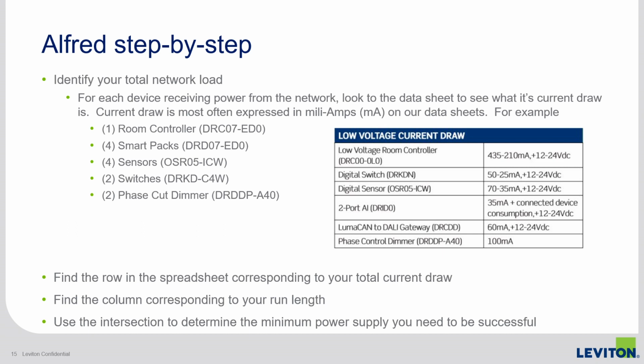So we look all of that up for our voltage calculations, and when you're determining the total, you always calculate it at your supply voltage. So in this case, we're using the 24 volt numbers. The room controller doesn't use any power. The 4 smart packs don't use power. The 4 sensors use 35 milliamps each. The 2 switches use 25 milliamps each. And the 2 phase cut dimmers use 100 milliamps each. And when you do all that math, you find out that your total current draw on this network is 390 milliamps. Okay?